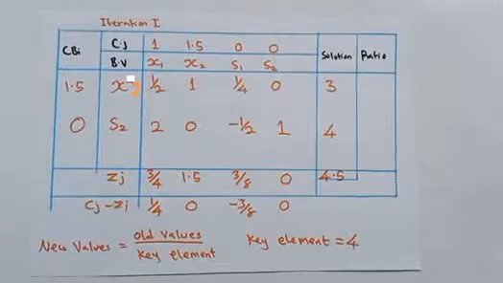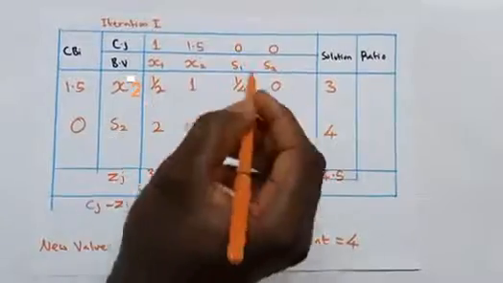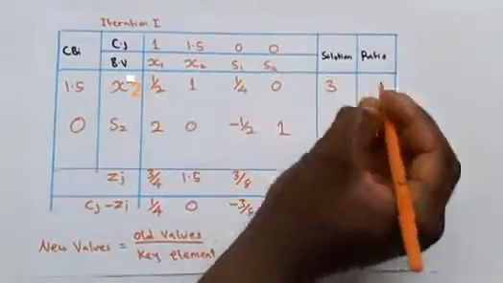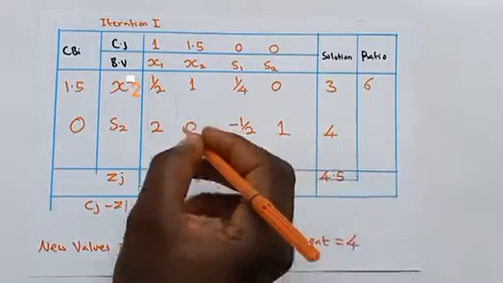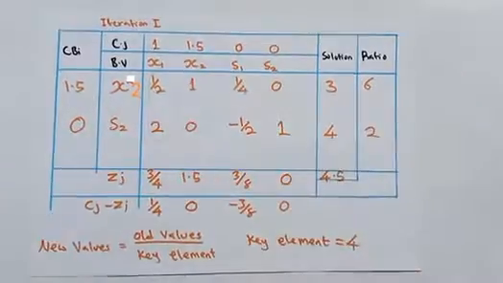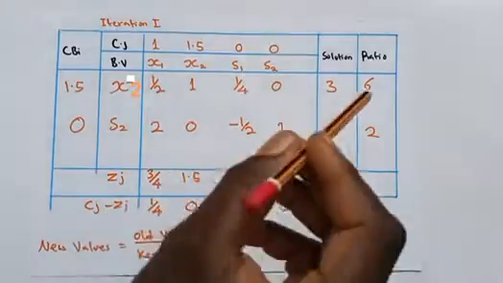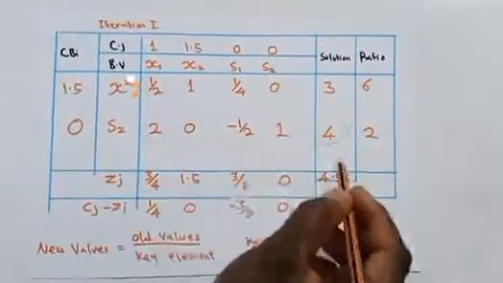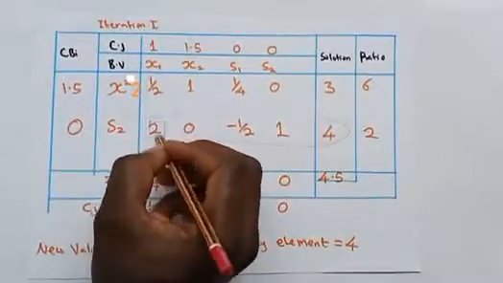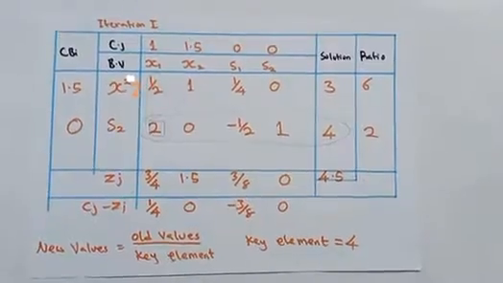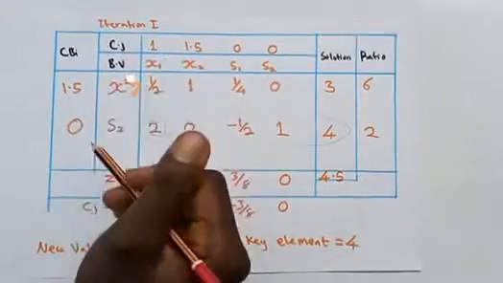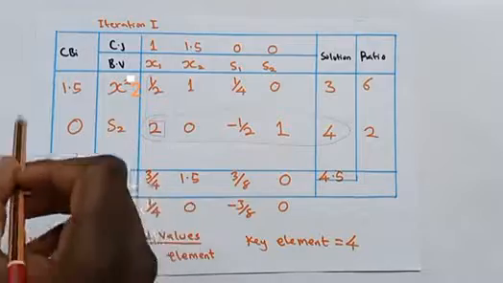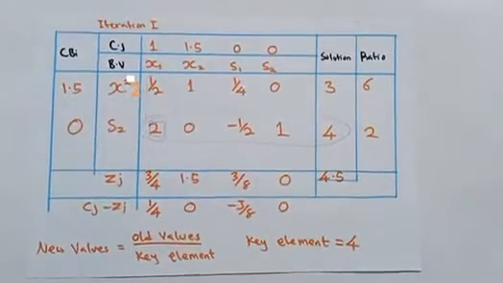Now, to get the ratio, we have to do solution divided by the key column. 3 divided by 1 over 2 gives us 6. And 4 divided by 2 gives us 2. What is the least positive number in the ratio? The least positive number in this ratio column is 2. So now we have this as the key row and 2 as the key element. Now from the key row, x1 becomes the entering variable, whereas s2 becomes the leaving variable. To proceed further, we need to form a new Simplex table.